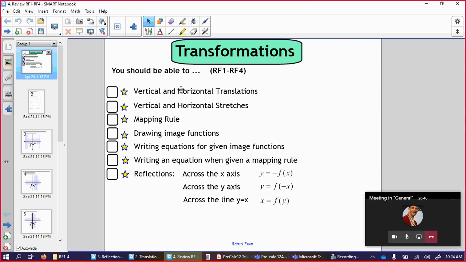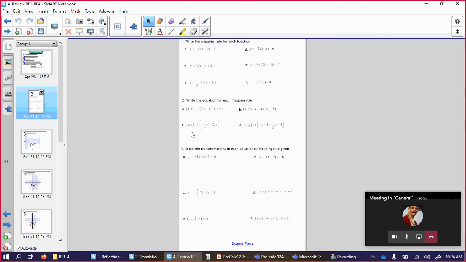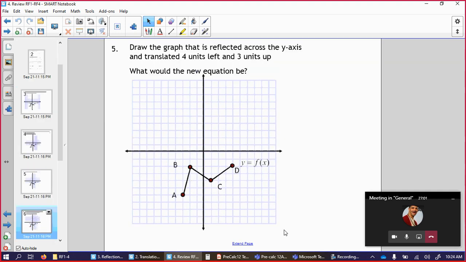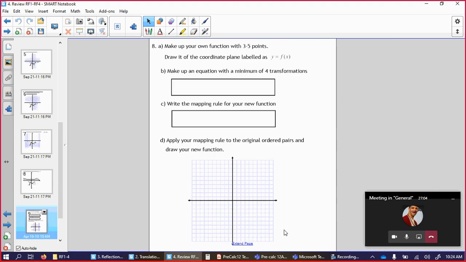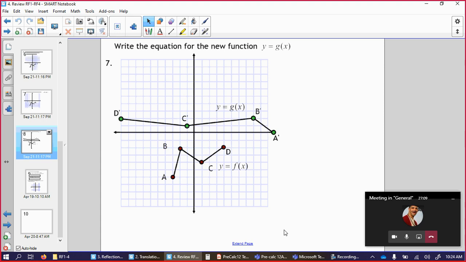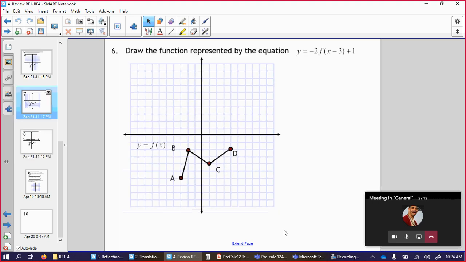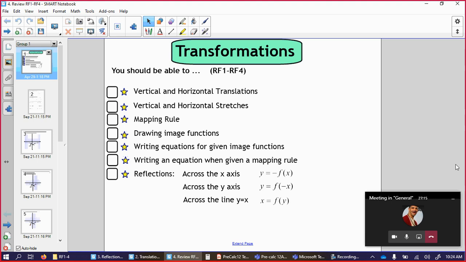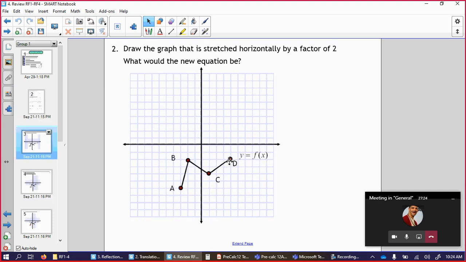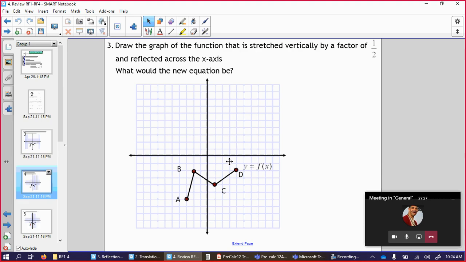These are the things we, at this point, should be able to do. This has write a mapping rule, write an equation, state the transformations. So I'm going to instead, well, some of these I don't know about, but I'm going to post this when we're done and at least try to do 1, 2, and 3.